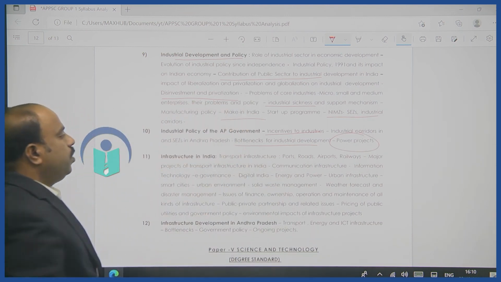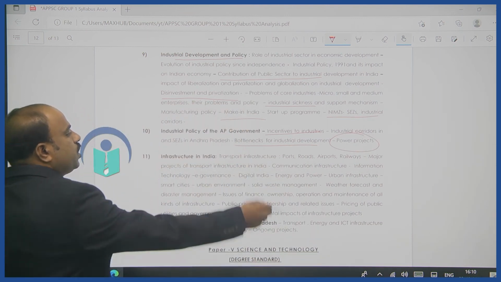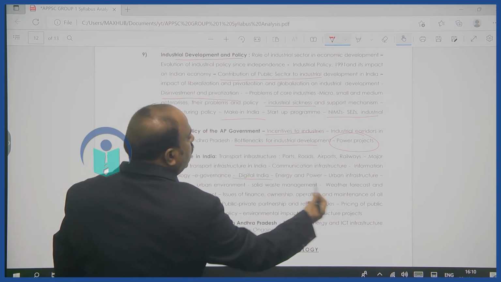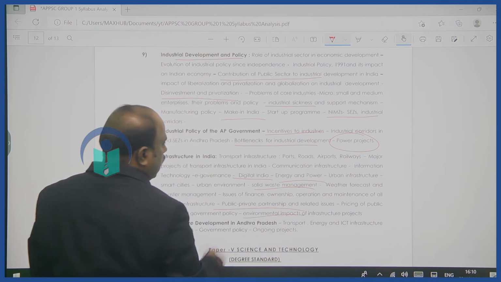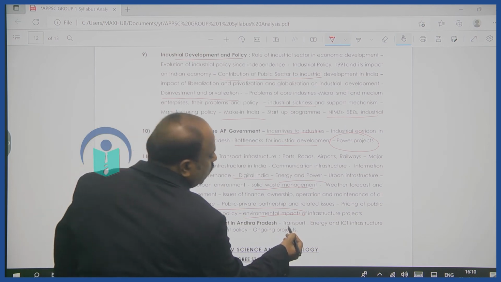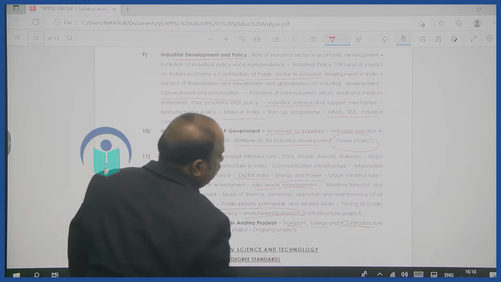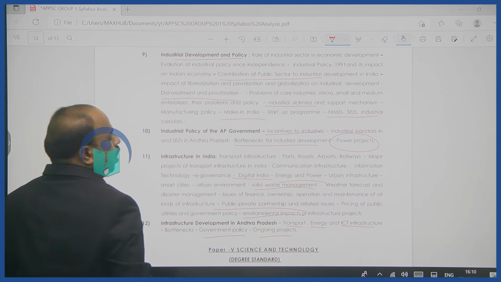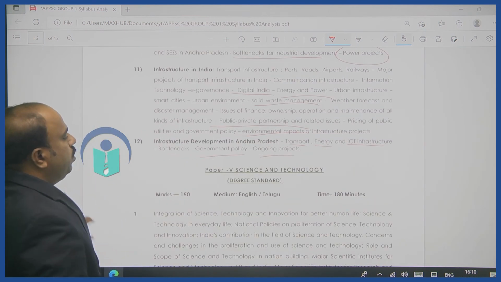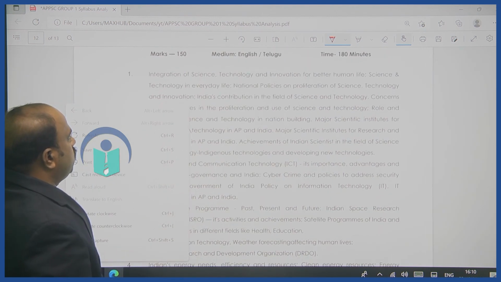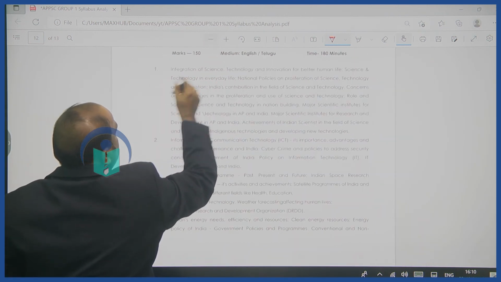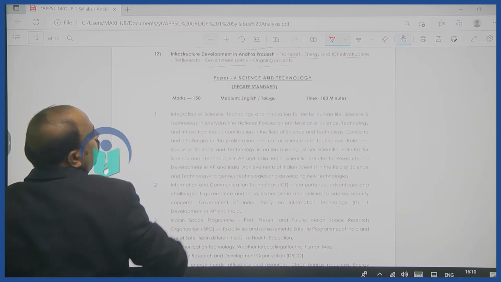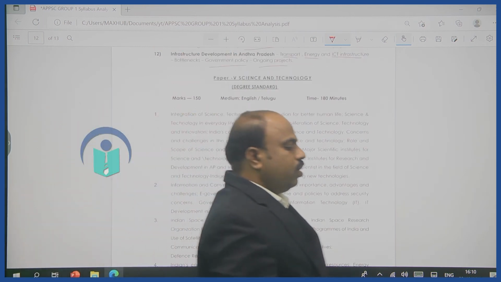Coming to infrastructure in India and Andhra Pradesh, you can see here about Digital India, energy and power sector, solid waste management, public-private partnerships, environmental impacts. So at the same time in Andhra Pradesh also transport, energy, ICT infrastructure, government policy, ongoing projects are also being asked in the examination. So last but not least, economy is very important.